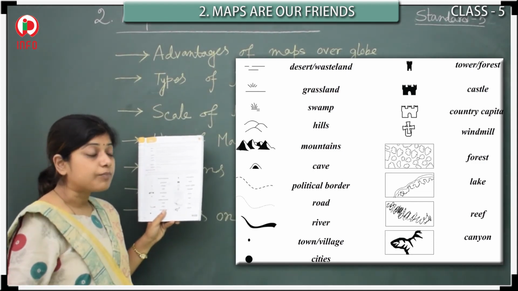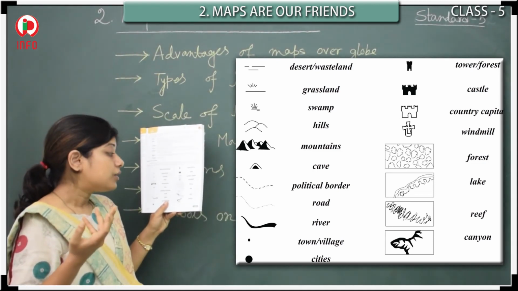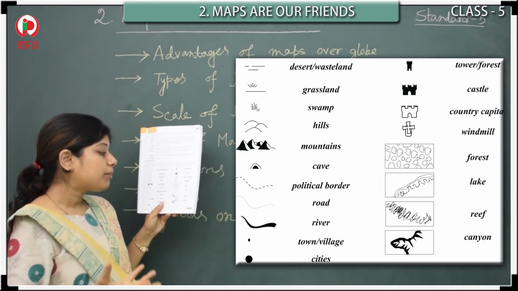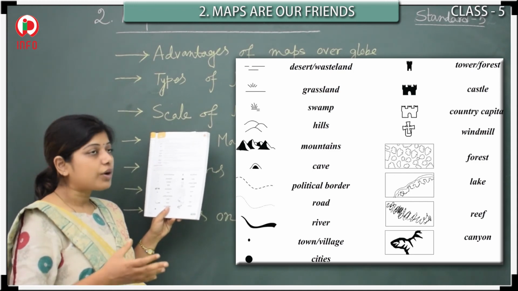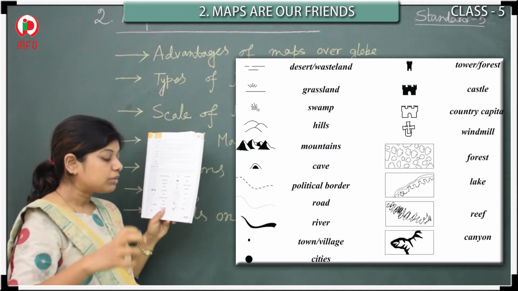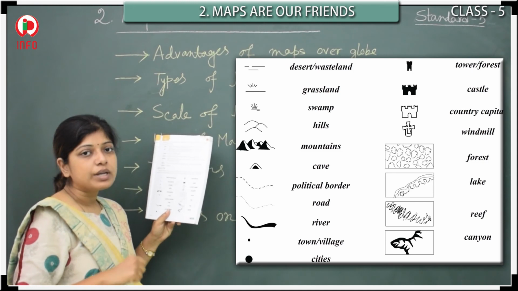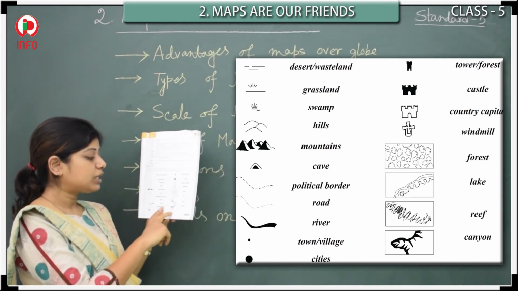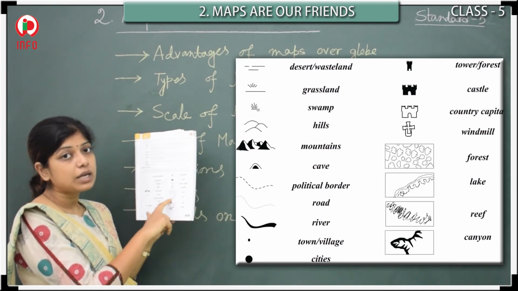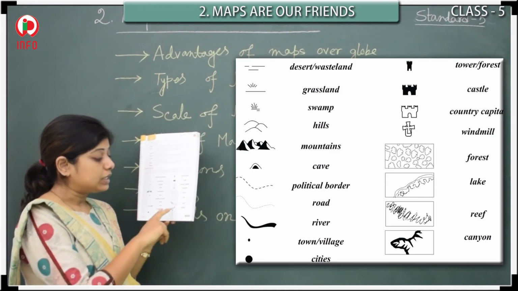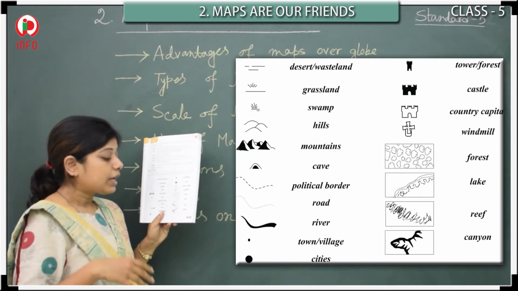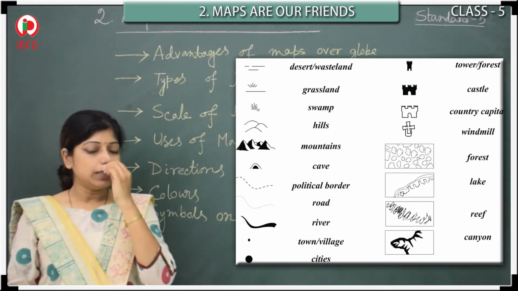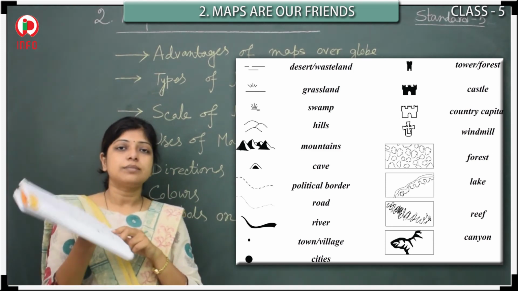Next, the reef. What is a reef? A ridge of jagged rock. That means it may be any kind of coral or animal remains related land. That should be represented with the help of this kind of symbol. And this one is the symbol of canyon. If any canyon is there, that is the symbol of the canyon.